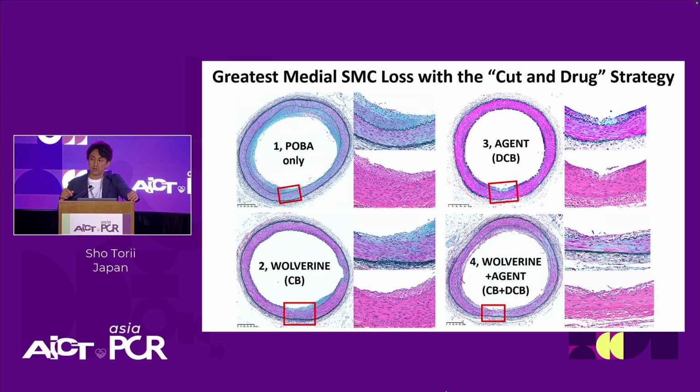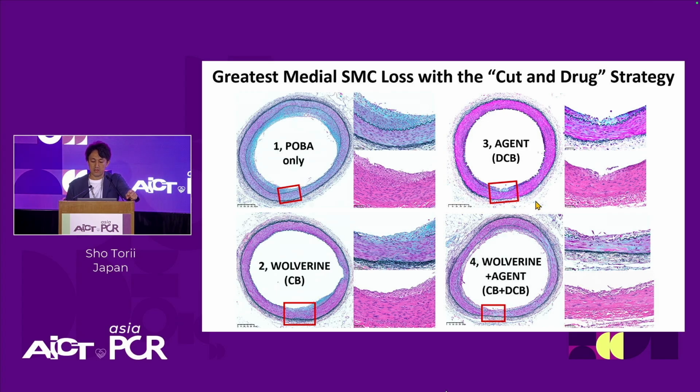So this represents a picture of each group: balloon angioplasty only, urbarin cutting balloon only, DCB only, and the cut and drug strategy. Now, look at the green colored area with balloon angioplasty only. This is the internal elastic lamina, the inner side of the media. This black one is the external elastic lamina, the outer side of the media. So in between the IEL, internal elastic lamina, and the EEL, external elastic lamina, is the media. When you look at the pink area here, there are tons of purple colored areas that are the nuclei of the medial smooth muscle cells.